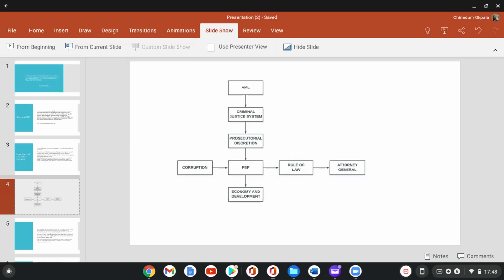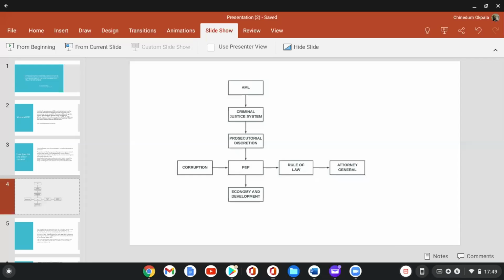And all over the world, you can't have a functional criminal justice system without the rule of law. And so money laundering itself falls under the criminal justice system. So the AML regime falls under the criminal justice system. The prosecutors fall under the administration of the criminal justice system. The AML regulatory agencies in Nigeria, like the EFCC, the ICPC, the NFIU, the CBN Department of Money Laundering, all fall under the criminal justice system.